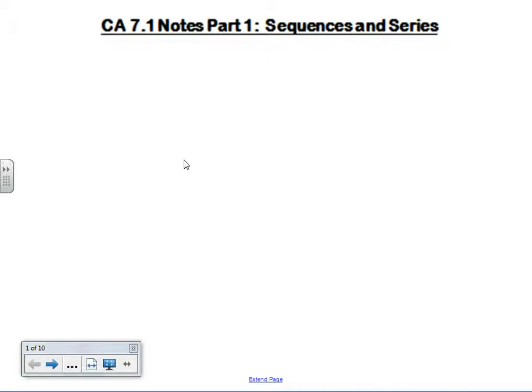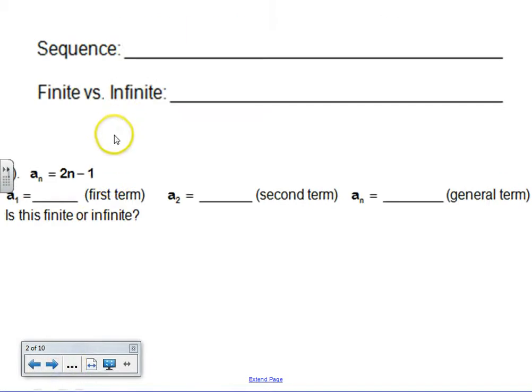Section 7.1 in college algebra, we're going to discuss sequences and then also series. So let us begin with some definitions. A sequence. Your book probably has a very formal definition, but I'm going to give you a little less formal version. It's going to be a function with a domain of successive integers.